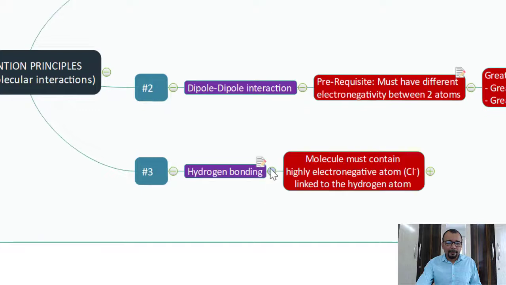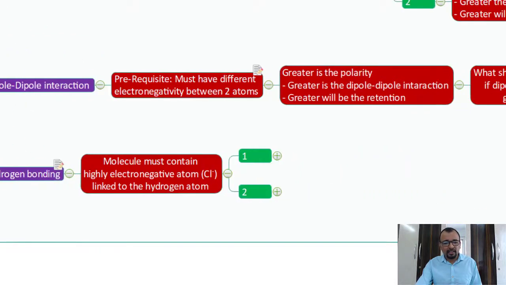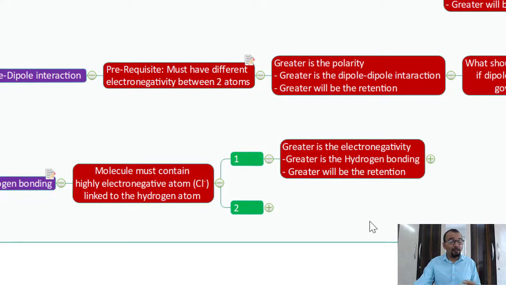So let us understand the properties of hydrogen bonding. The first one is that the molecule must contain a highly electronegative atom like chlorine, and the other atom should be a hydrogen atom. That, I think, is well discussed. So let us move ahead and understand the properties of the hydrogen bond and how they impact the retention in gas chromatography.